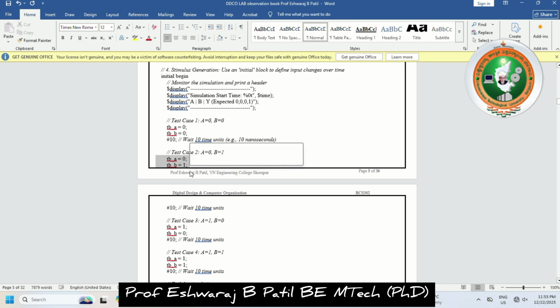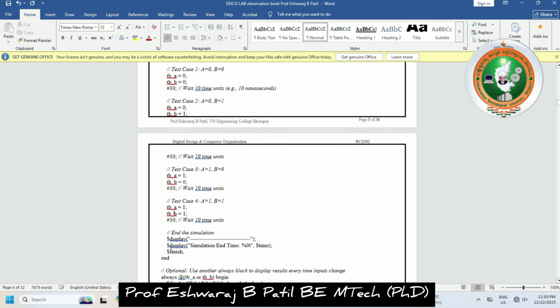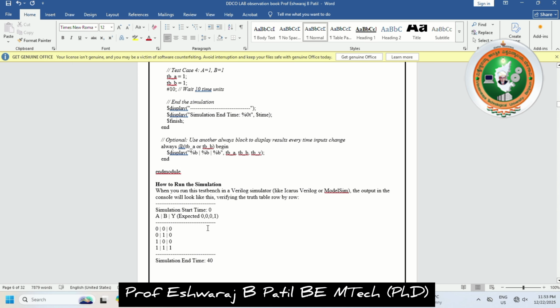There we will get the output y high only when both inputs are 1, otherwise it is 0. You can observe this one. This is how to run a simulation and also simulate this program.